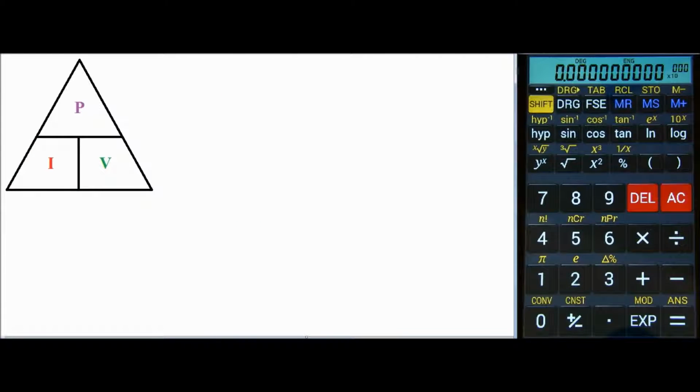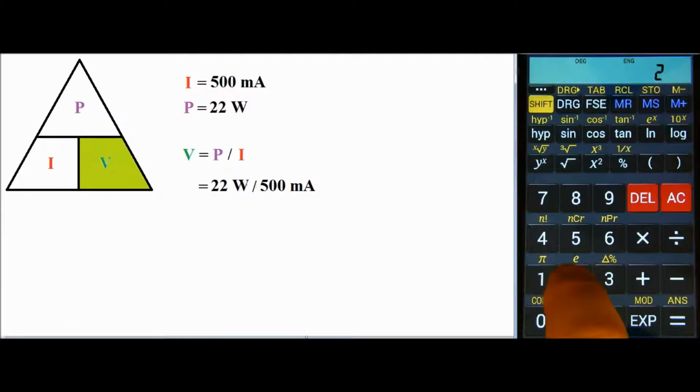Finally, let's use Watt's law to find voltage when we know P and I. My current is 500 milliamps. My power is 22 watts. So we cover up V, and it tells us that V is equal to P, or the power, divided by the current through the circuit. P is 22 watts divided by 500 milliamps. So I have 22 divided by 500, and it's milli, so it's exponent -3. And we have an answer of 44 volts.